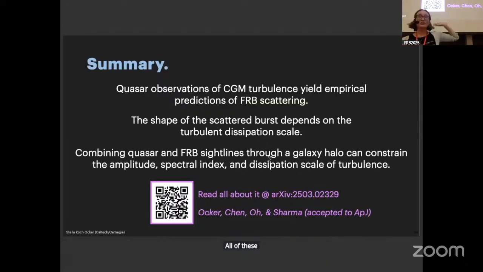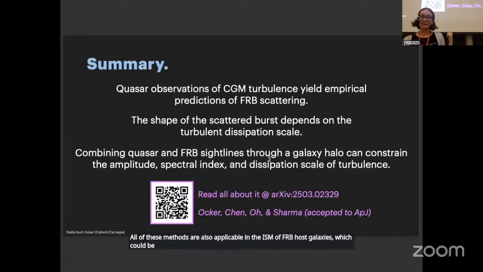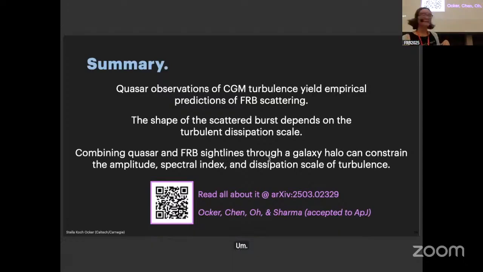All of these methods are also applicable in the ISM of FRB host galaxies, which could be readily studied in a mission. And if you were confused by anything I said, please come talk to me later or read the paper, which is linked here.